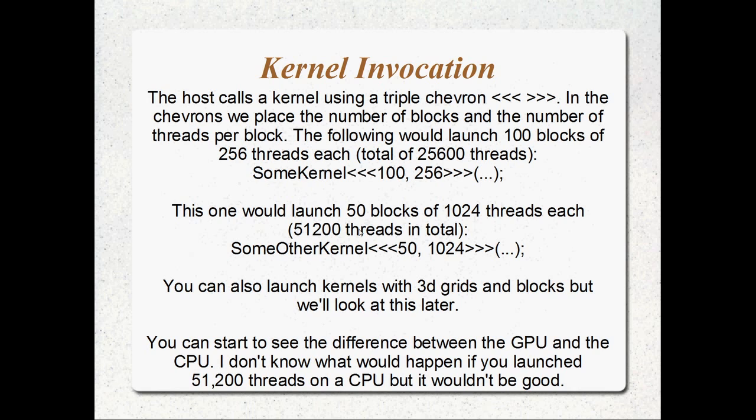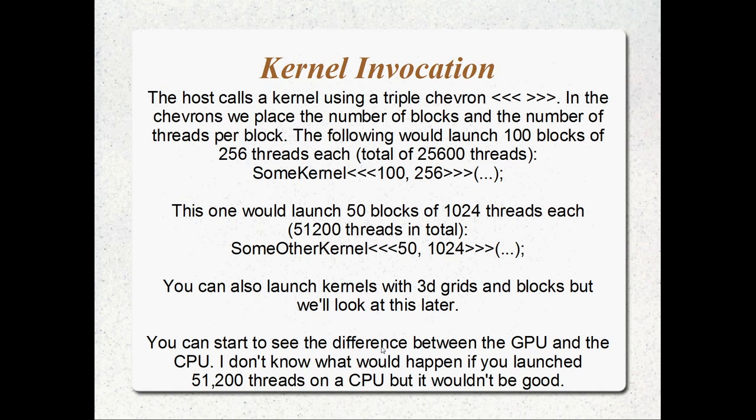This one, on the other hand, would launch 50 blocks of 1024 threads each, for a total of 51,200 threads. You put the number of blocks first, and then the threads per block. Collectively, you've specified the size of the grid: 50 blocks and 1024 threads per block. That's my grid. You can also launch kernels with 3D grids and blocks using dim3, we'll look at that later.